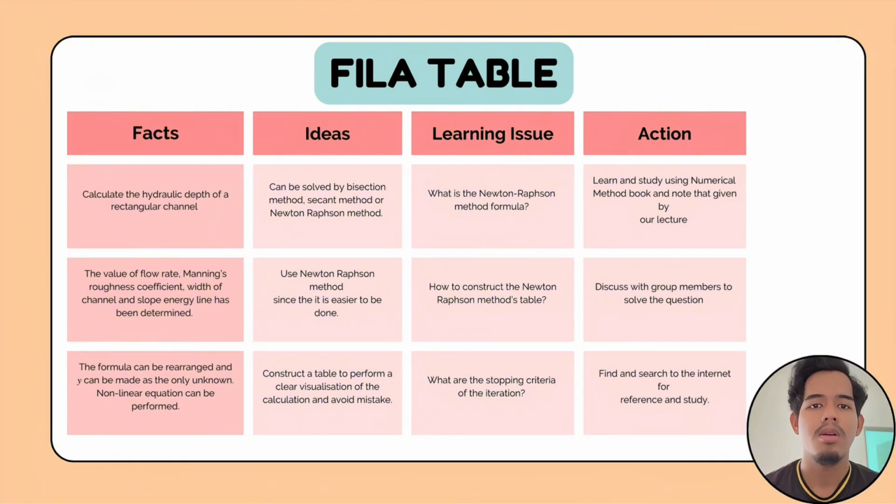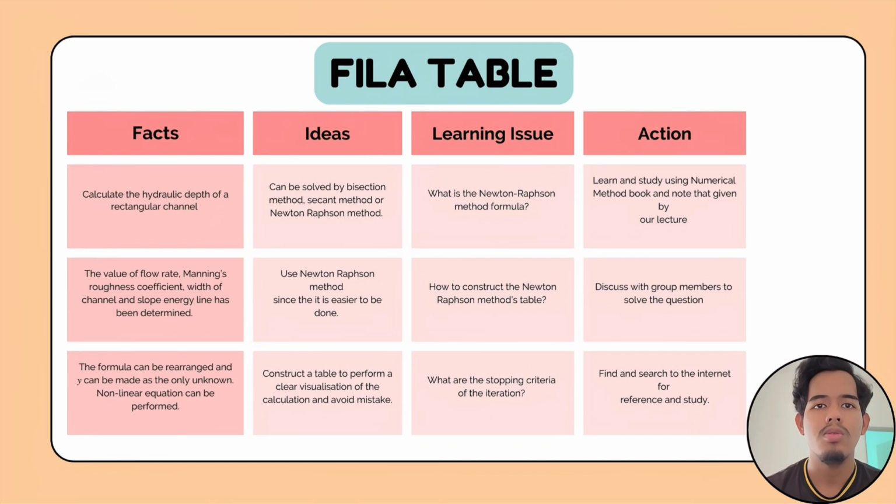From the equations, we can see how to calculate the hydraulic depth of a rectangular channel. We use the value of flow rate to find the Manning roughness coefficient, width of channel, and slope of the energy line. Once these are determined, the formula can be arranged so that y is the only unknown, and a nonlinear equation can be formed. The idea is to solve it by the bisection method.